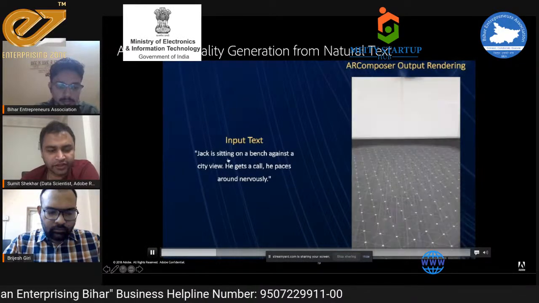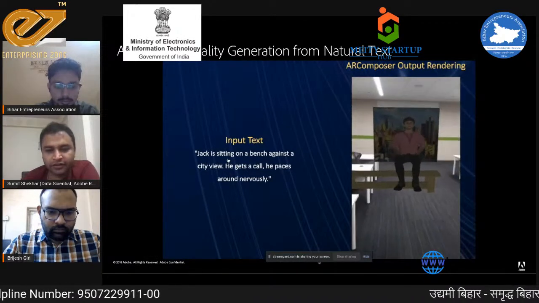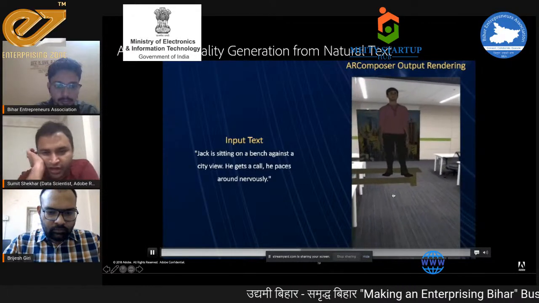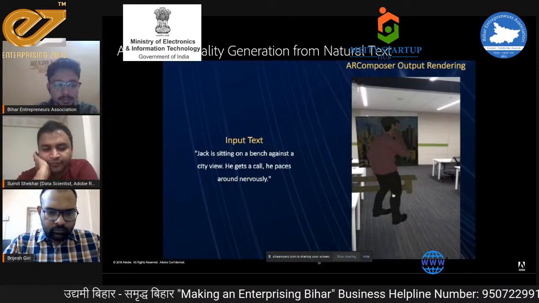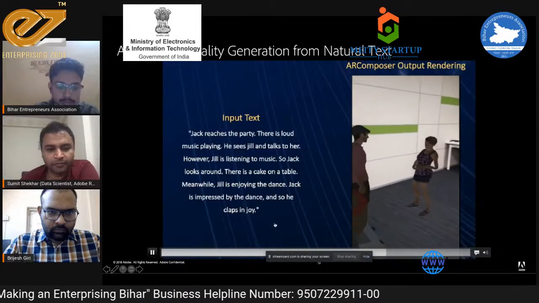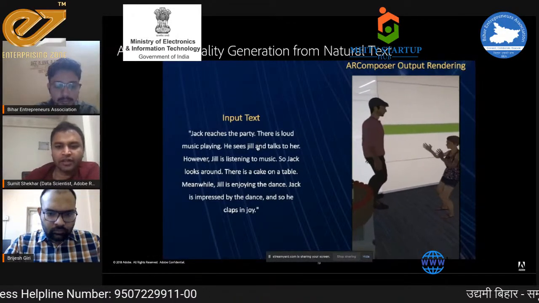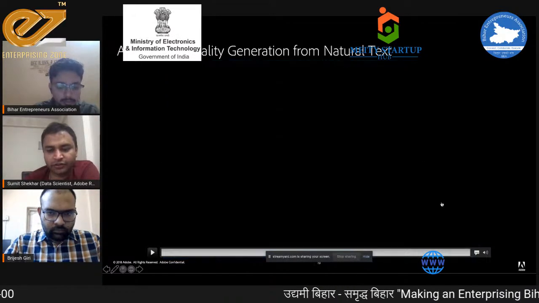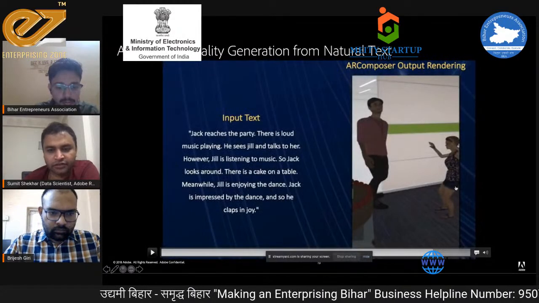So this is the text sentence which you would just enter on an app, and then the app shows an experience like this, which is directly produced from this natural text. Basically, it tries to parse this text into different scenes, and then it produces these 3D models doing actions and sequences of actions, which describe that text.